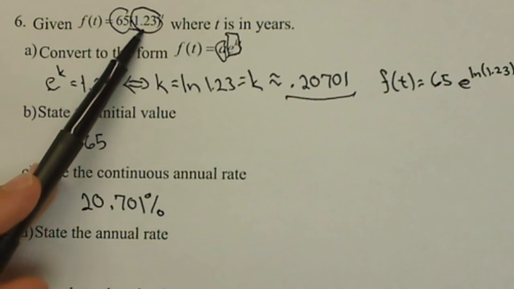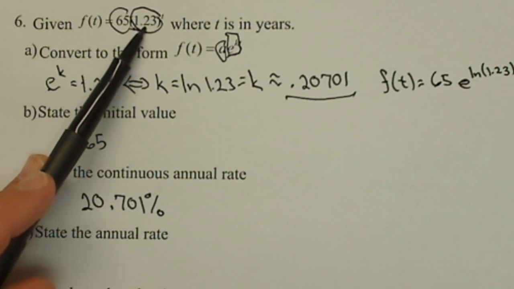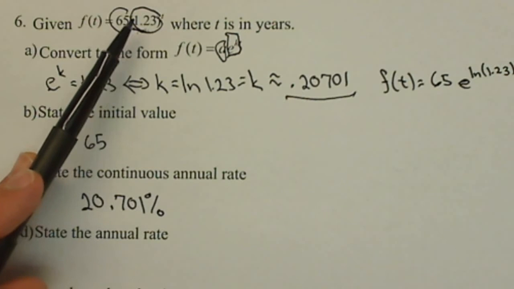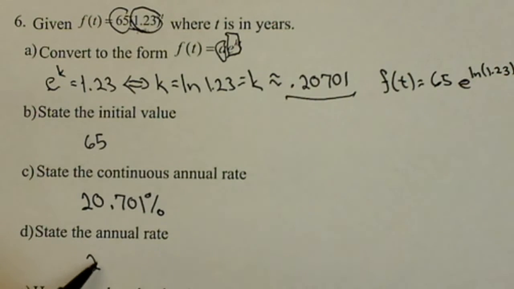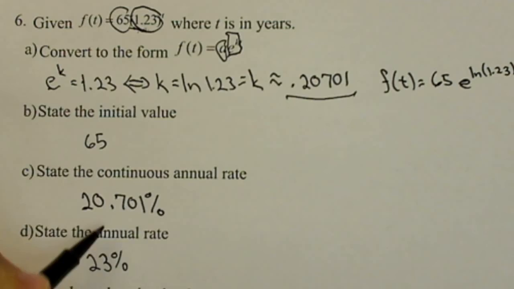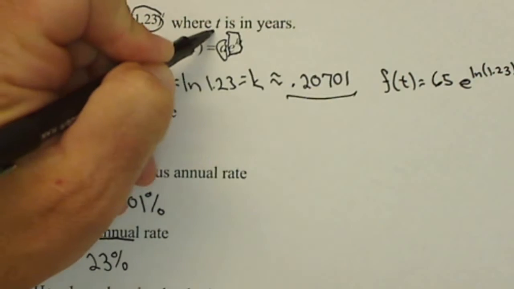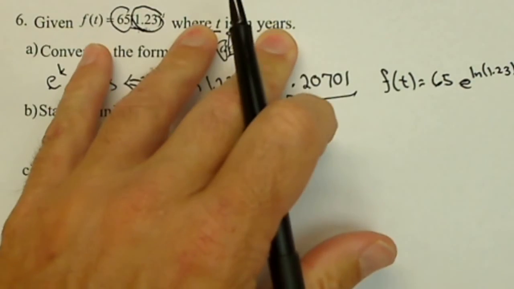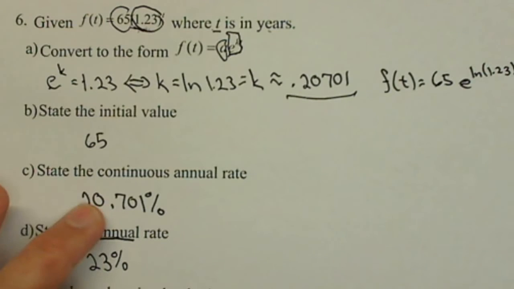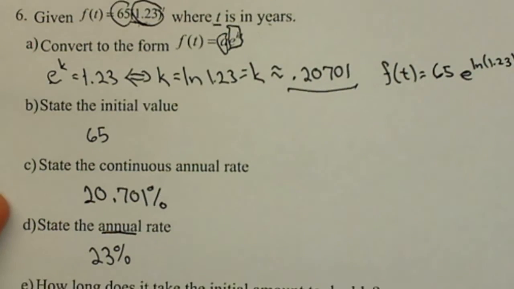The annual rate comes from right here. Our growth factor is 1.23. That means our annual rate is 23%. It's an annual rate because t is in years. If t had been in months, this would have been a monthly rate. This still would have been a continuous rate.